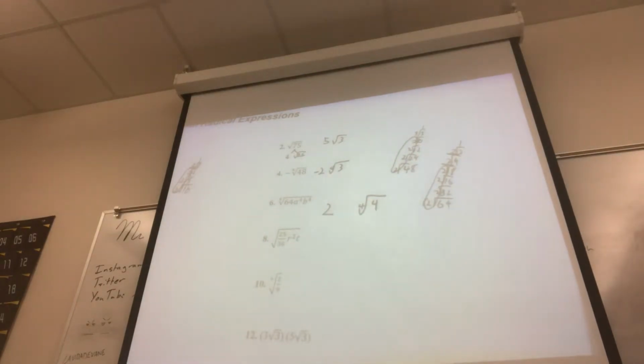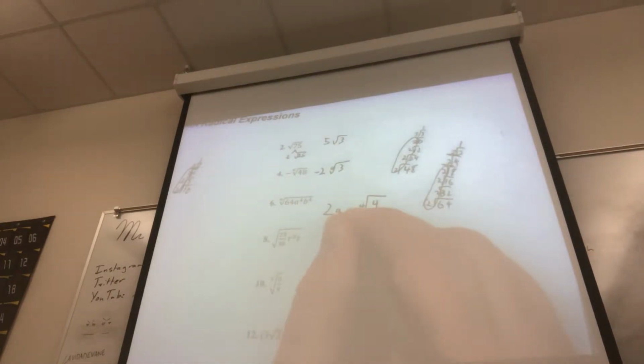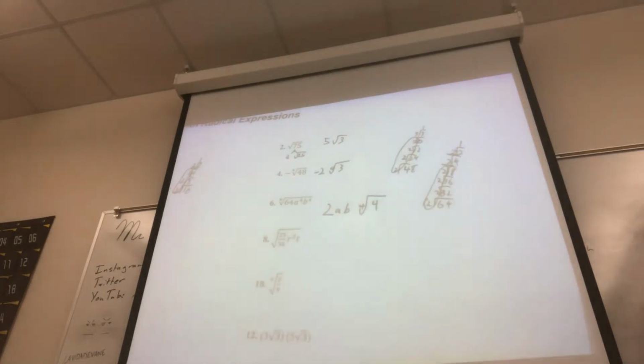Whenever you have variables on the inside, you're going to have that exponent, and you're going to divide the exponent by the index. So in the case of both of these, that's a 4 divided by a 4, which is 1. That's a single A. A 4 divided by a 4, which is 1. That's a single B. Both of those on the outside.